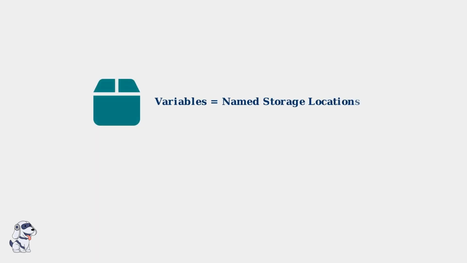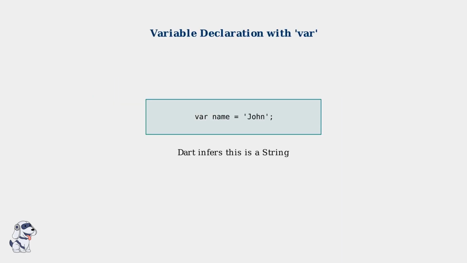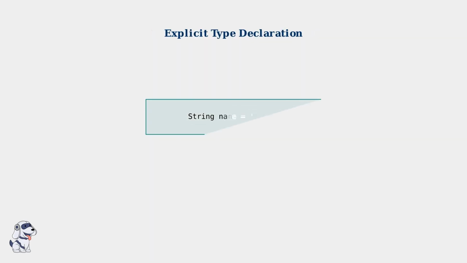Variables are the fundamental building blocks of any programming language. In Dart, variables are named storage locations that hold values in your program. In Dart, you can declare variables in 2 main ways. First, using the var keyword, which lets Dart automatically determine the type based on the value you assign. The second way is to explicitly specify the data type. This makes your code more readable and helps catch errors early during development.